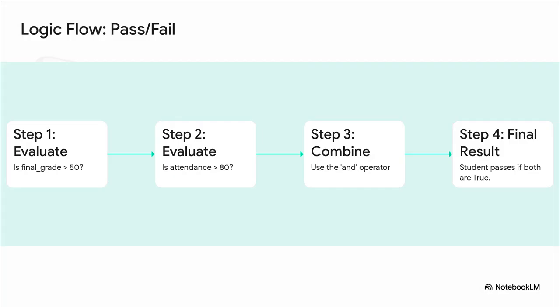Let's look at a real-world logic flow, like authorizing a user. First, the system asks a question: is the user's access level greater than 5? That's a true or false. Then it asks a second question: is the user's login status currently true? By combining these two with an AND operator, the system can make a final intelligent decision. Access is only granted if the answer to both questions is true.